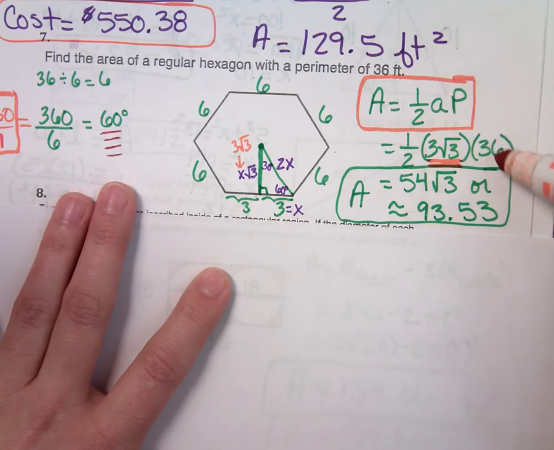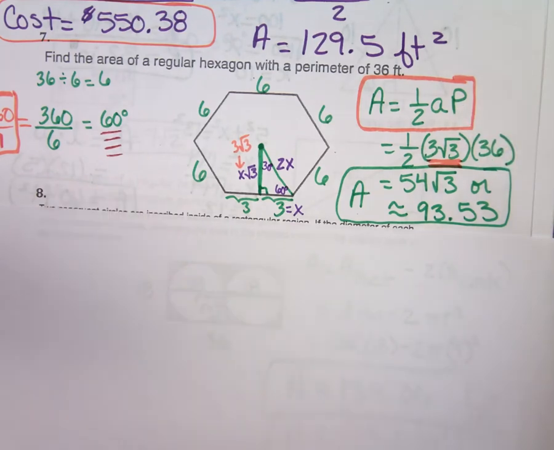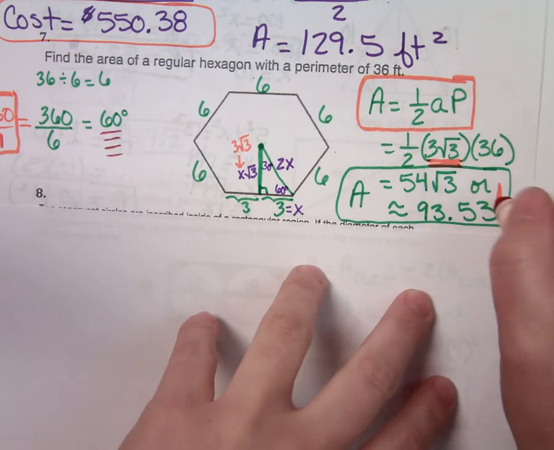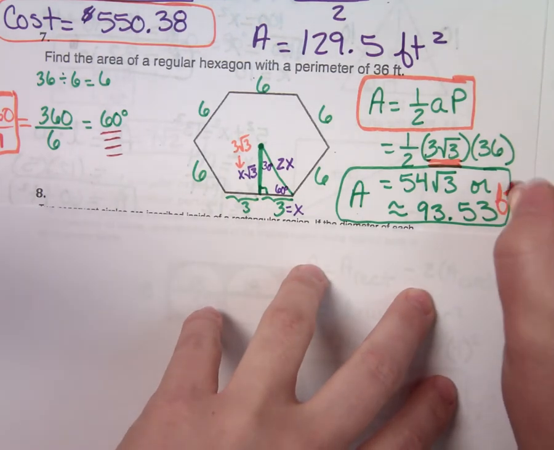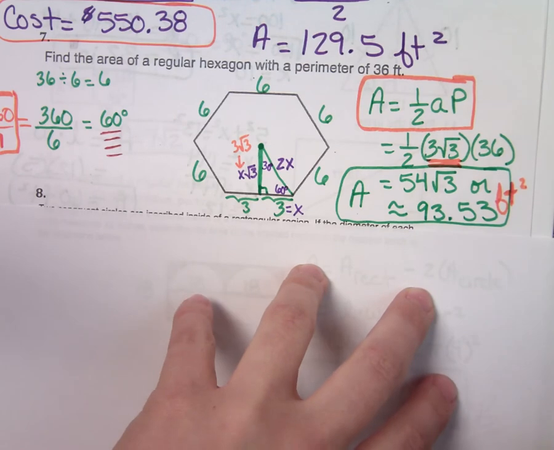So over here where my apothem was, I put in the 3 square root of 3. I know that perimeter, of course, is the 36, and I just work it out. And I gave the answer to you 2 different ways, in simplest radical form as well as rounded. I didn't round to the nearest tenths, but if I did, it would have been 93.5. And this, of course, would be feet squared if I'm watching my units.